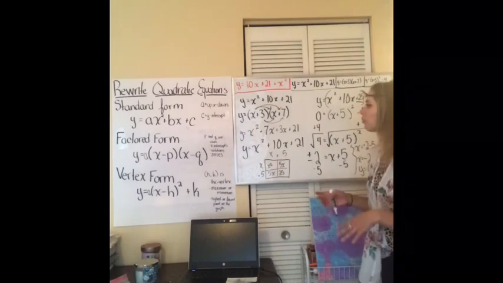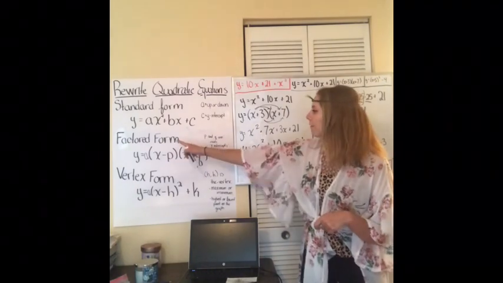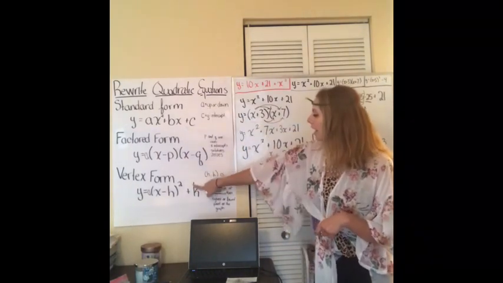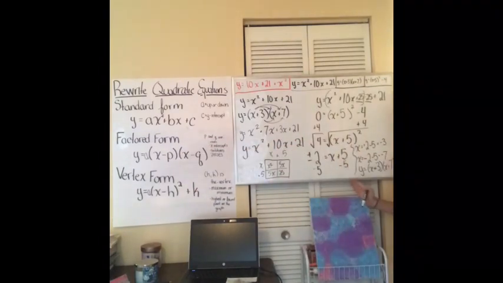So as you can see, we are able to move from our standard form to our factored form, from our factored form to our vertex form by going through our standard form, and from our vertex form to our factored form by rearranging the equation.